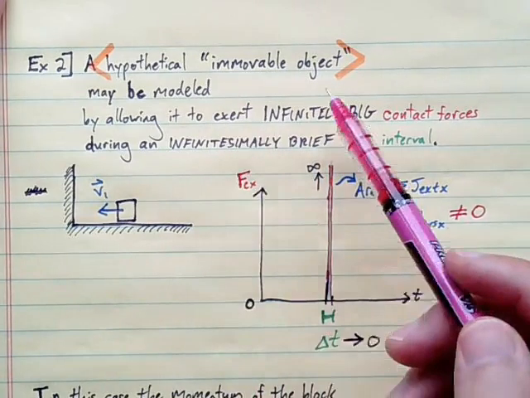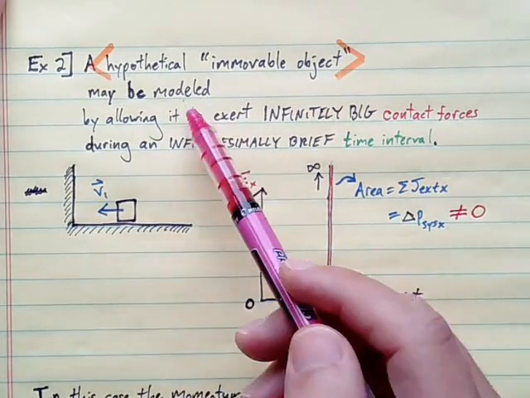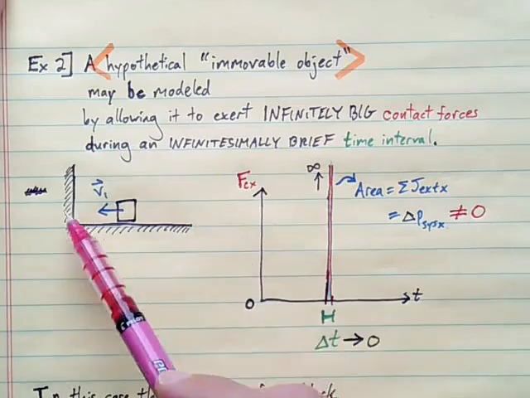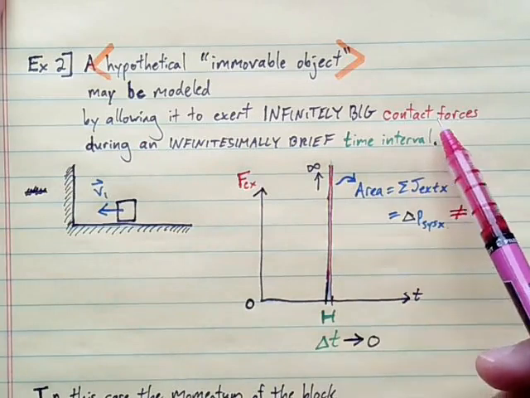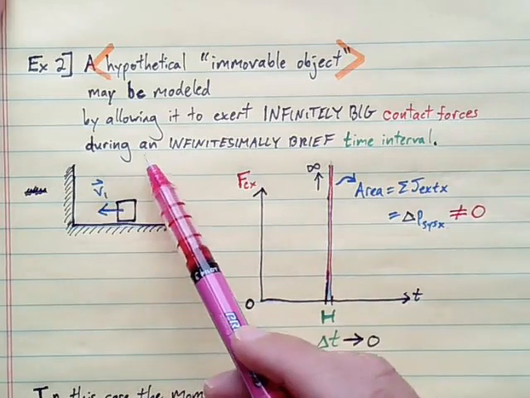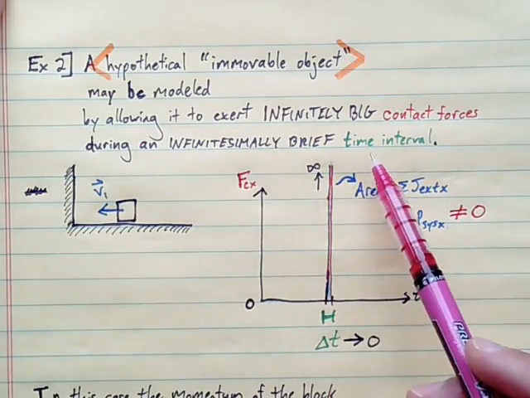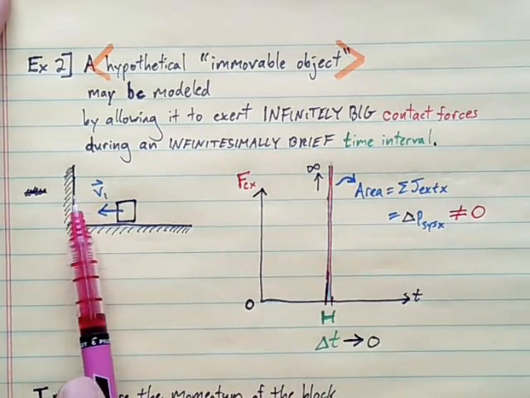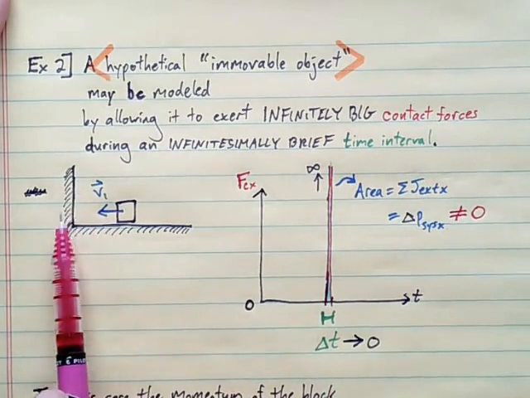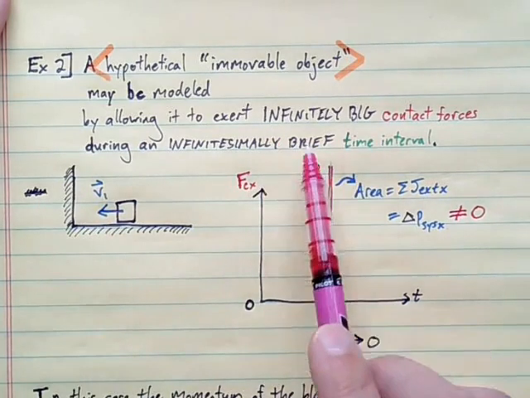So how do we model an immovable object? We can allow the wall to exert infinitely big contact forces during an infinitesimally brief time interval. That would be required in order to prevent the wall from moving. So to have something that truly cannot move, it needs to be able to exert infinitely big contact forces.